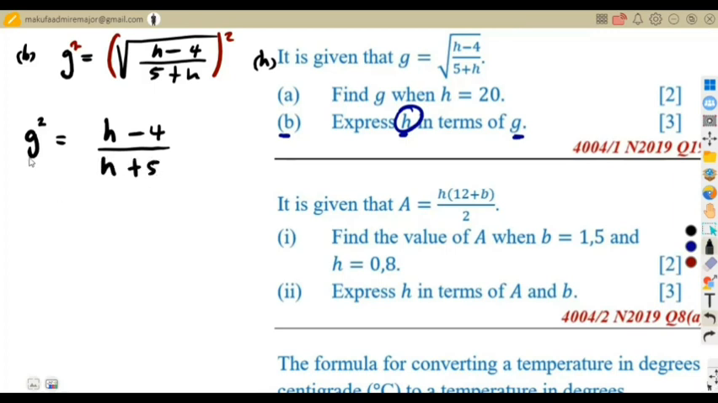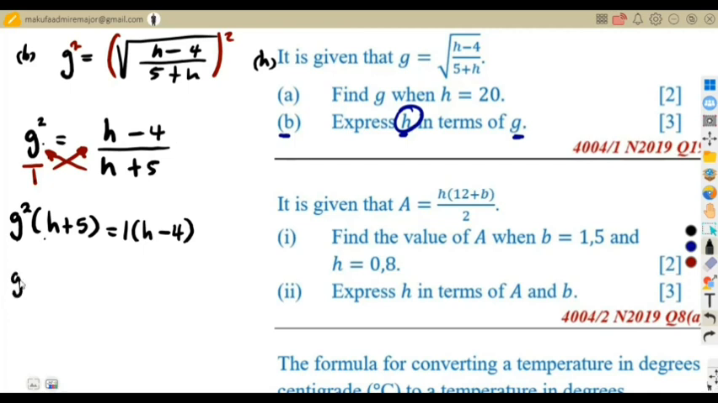All right, so how can we make h the subject? We can't make h the subject now. We've got h on top, we've got h here. So we can clear the fractions, because we've got a fraction here, by cross multiplying. That means the g squared is going to multiply everything on this part here. So you can just open brackets to show that that is going to be g squared into h plus 5 is equal to 1 into h minus 4. So 1 is multiplying everything on this side, and the same with g squared.